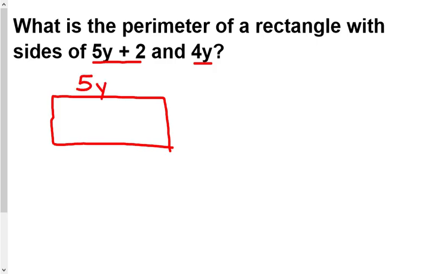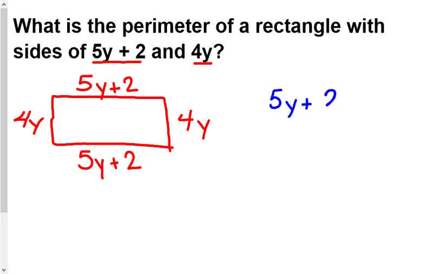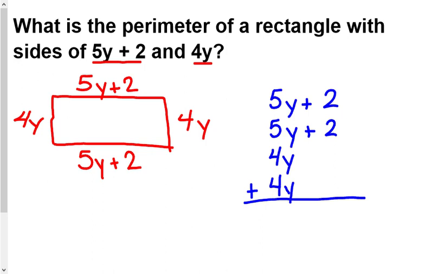It doesn't particularly matter which side you label as which, but I'm going to label these two as 5y plus 2, and these two as 4y. Now that I've drawn and labeled my picture, this becomes really easy to find the perimeter, because I can do 5y plus 2 plus 5y plus 2. Notice how I'm going to line up the 4y's, plus 4y plus 4y. That allows me to group my like terms. I didn't line those 4y's over on the right under the 2's, because they're not like the 2's. So this makes it easy for me to do my addition.